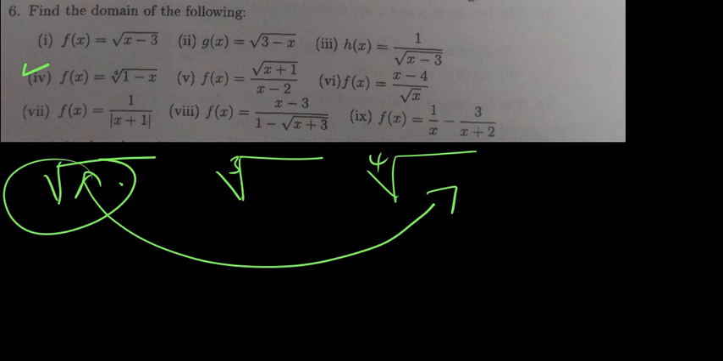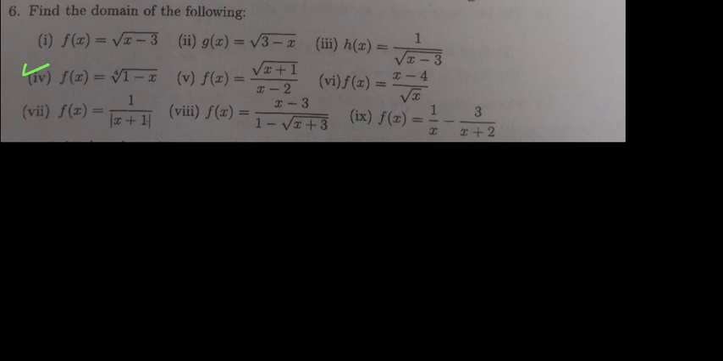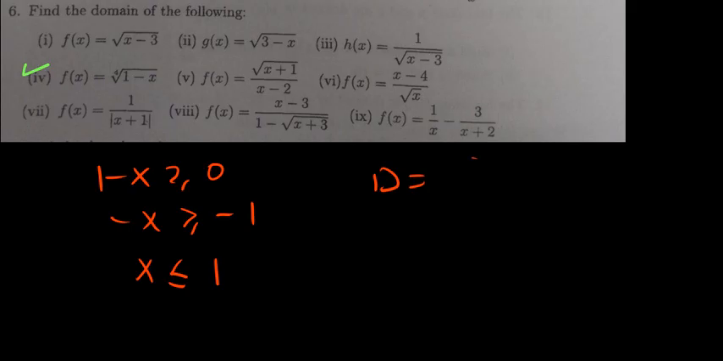But now I want to show you something. So in that case, I'm going to say 1 minus x is greater than or equal to 0. So negative x is greater than or equal to negative 1. Divide both sides by negative, x will be less than or equal to 1, meaning that the domain is from negative infinity all the way to 1. 1 is included. Okay, that is the answer for that question.